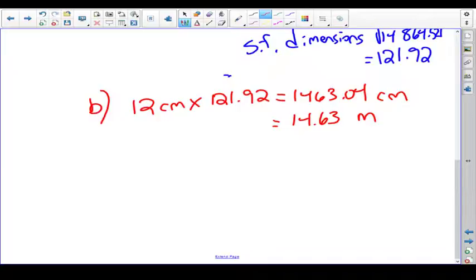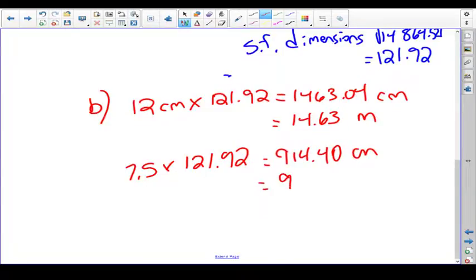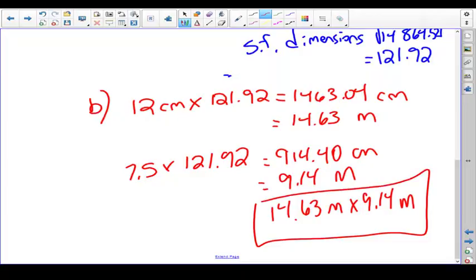And then we do the exact same thing with the 7.5. We take 7.5, multiply it by 121.92. So what is 7.5 times 121.92? 914.40 centimeters, which if we move the decimal gives us 9.14 meters. Okay? So the dimensions of the real park are 14.63 meters by 9.14 meters. Dunzo.